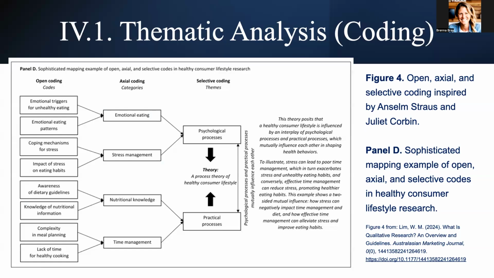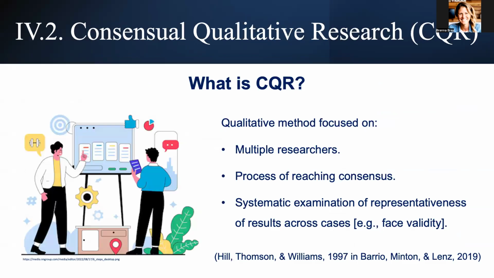This example shows a two-sided mutual influence, how stress can negatively impact time management and diet, and how effective time management can alleviate stress and improve eating habits. So that's thematic analysis. Now we're going to switch over and touch on consensual qualitative research.